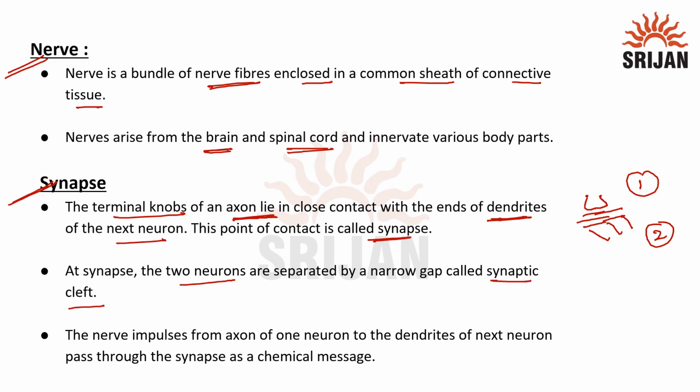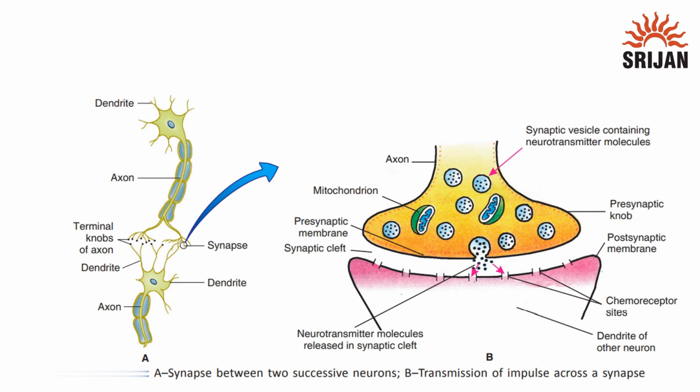Our impulse is going to travel this gap. There are certain chemicals at this knob, and this chemical is released and then perceived by the dendrite, and in this way the electrical impulse is transmitted from neuron 1 to neuron 2. So the electrical impulse from the axon of one neuron to the dendrites of the next neuron passes through the synapse as a chemical message.